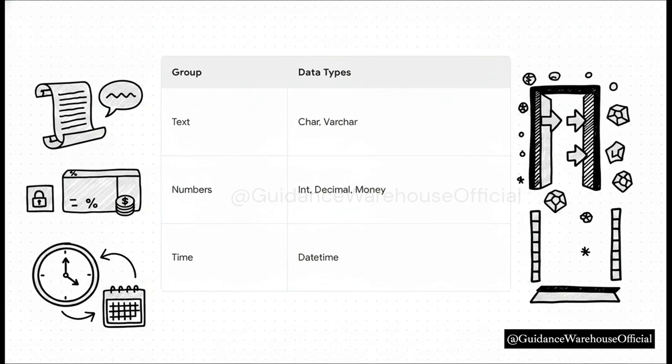Looking at our different groups here, for text, we use char for fixed-length strings or varchar for variable lengths. For numbers, we might use int, or if we're dealing with our hotel's room prices, we'd use the money data type. That actually tracks monetary values accurately to 1/10,000th of a unit. And for tracking when a guest checks in, we use datetime. By strictly defining these types, we stop bad data right at the front door.